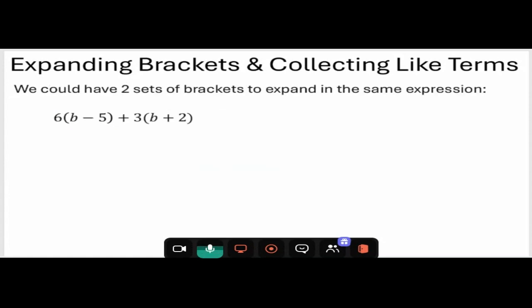We're going to step this up a little bit here. First of all, we could have 2 expansions to do in the same expression. So here I got to run the 6 through the first bracket, and I got to run the positive 3 through the second bracket. And you hear how lazy we are, right? I didn't say that positive 6, but really it is a positive 6 that we're running through the first bracket and a positive 3 that we're running through the second bracket.